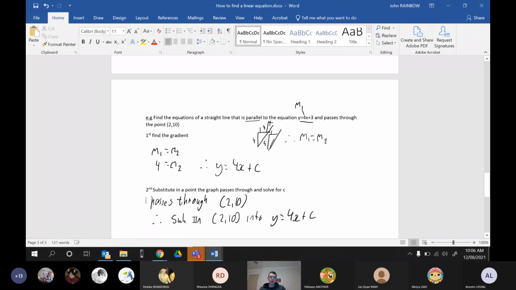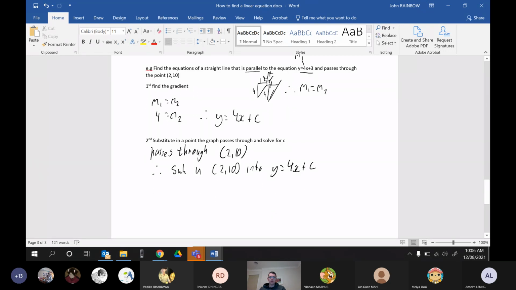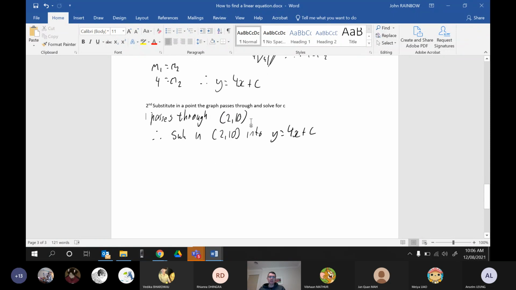So it's exactly what we've already done. The only new step is realizing it's parallel and that tells you what the gradient is. It's actually easier to do these questions than finding it off the other ones.